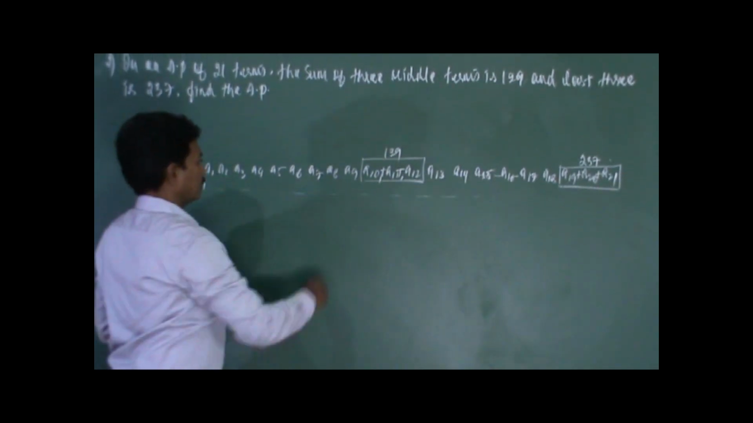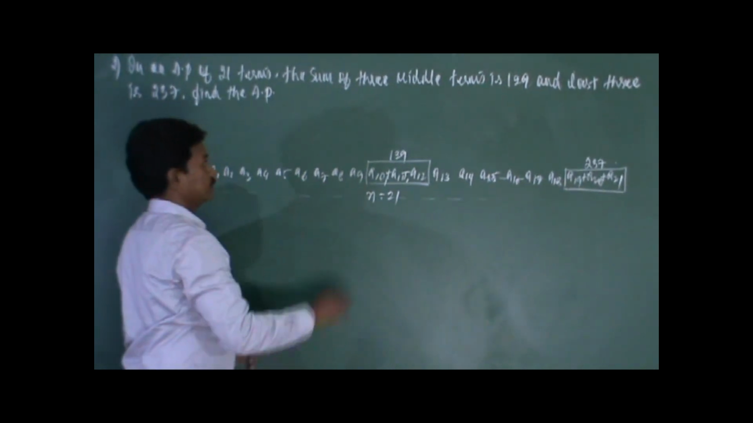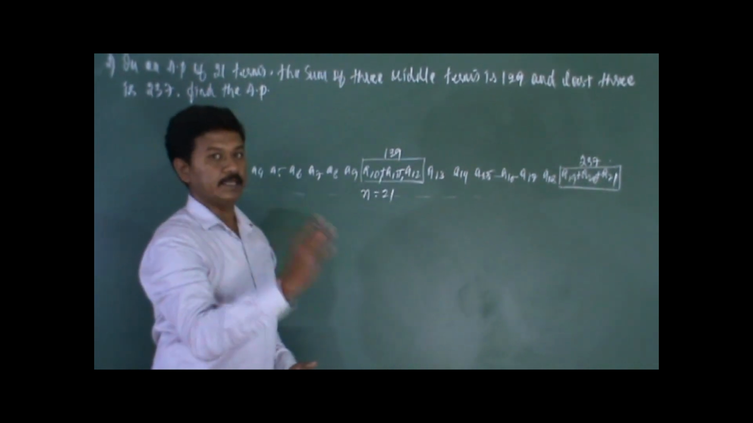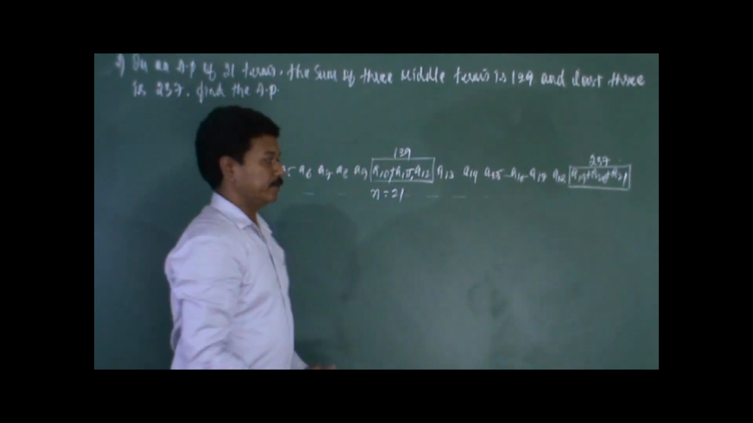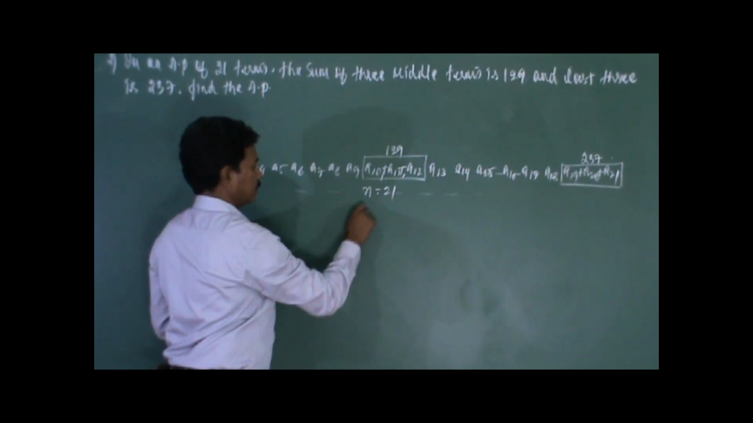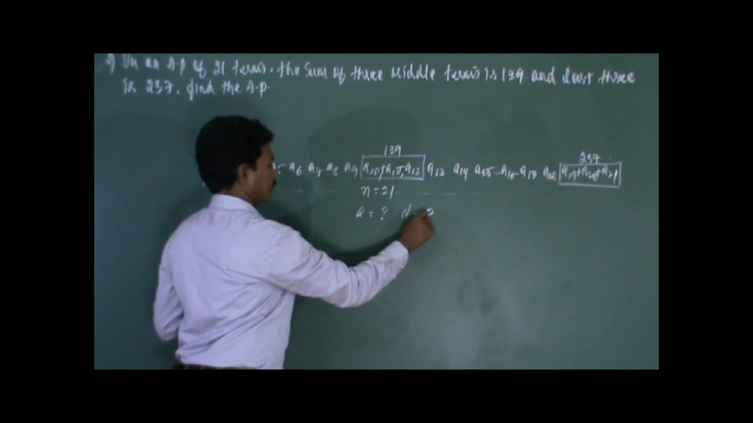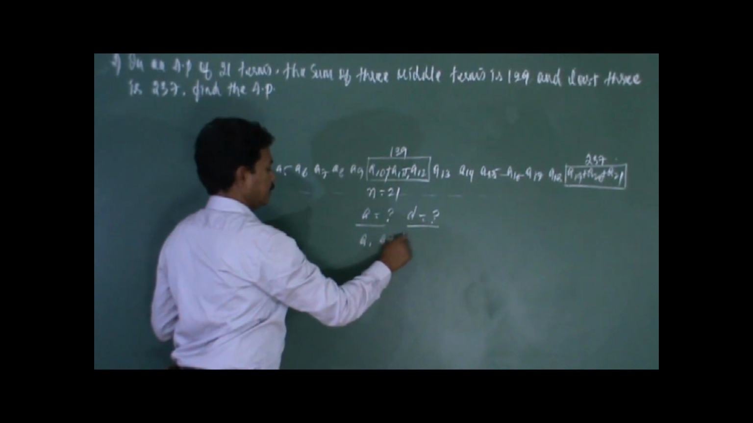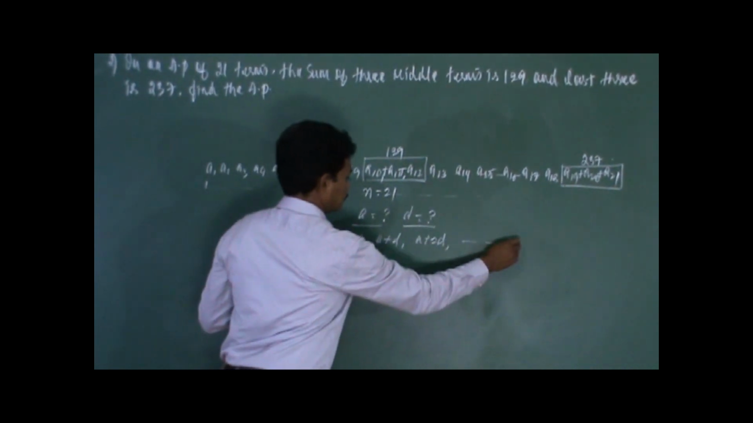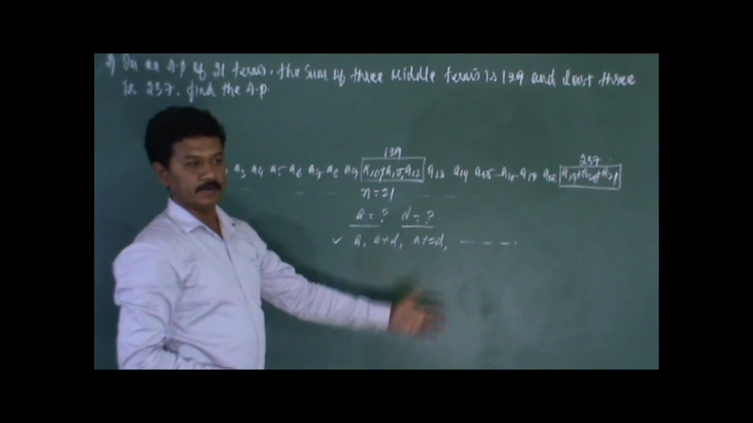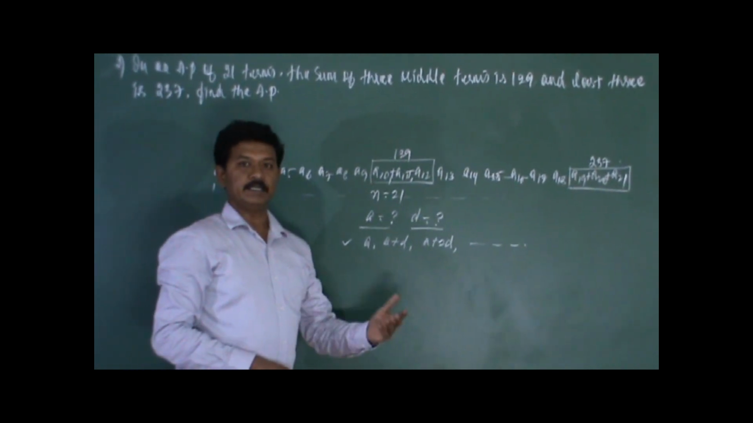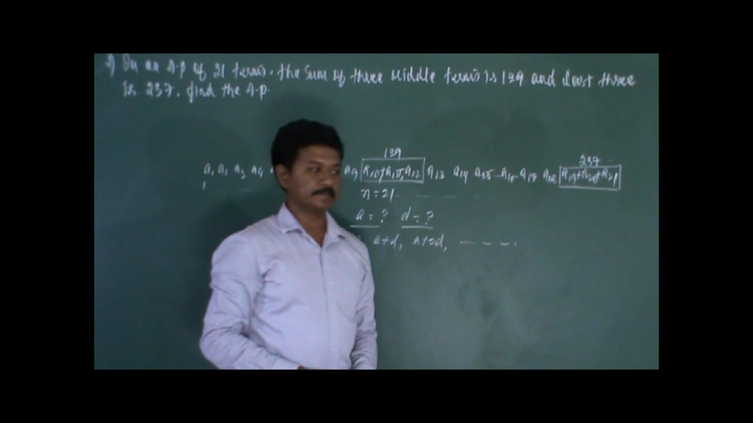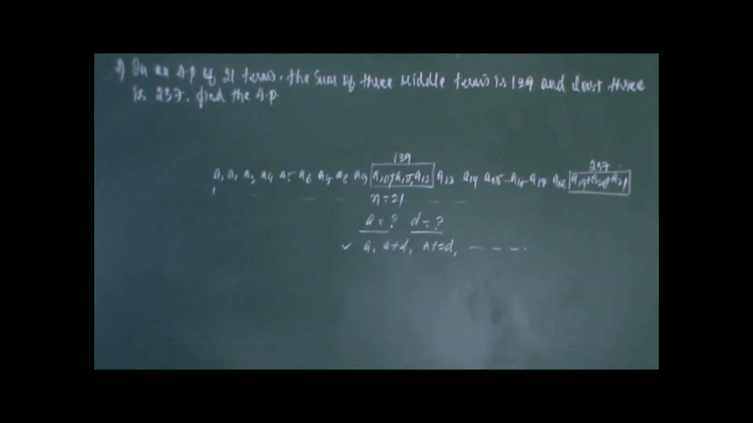In this AP there are n equal to 21 terms in total. If this is the case, find the AP. To find any AP, you need its first term and common difference, so we are using this data. You have to find the value of the first term and the common difference. Once you get A and D, using the general formula A, A plus D, A plus 2D, and so on, you can find the required AP. So let us go with the problem.